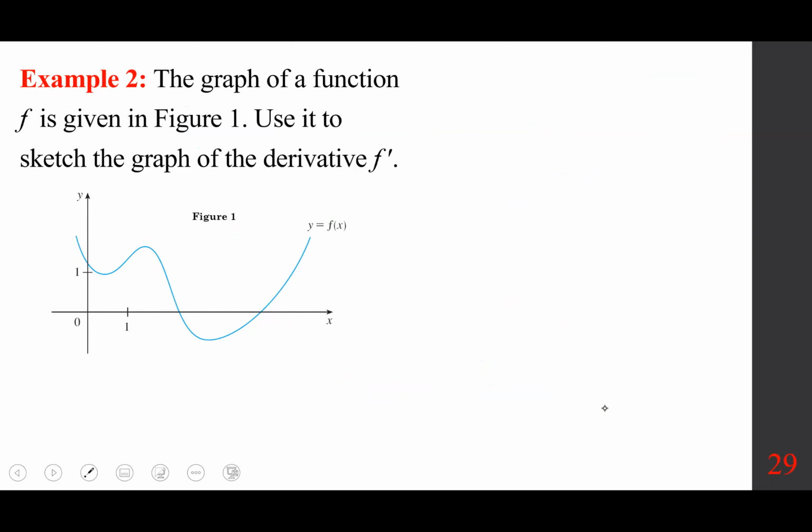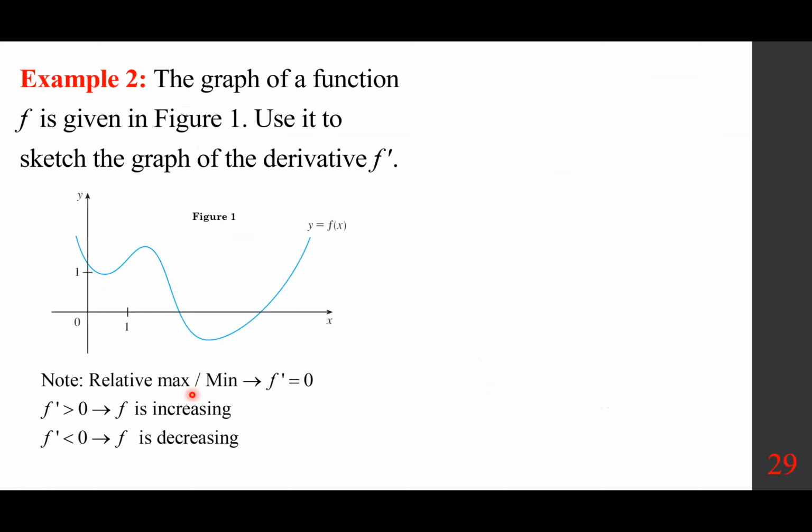The graph of a function f is given. Use it to sketch the graph of the derivative. So what you need to know is the following. Note relative max and min, f prime is 0. So at this point, this relative min, relative max, f prime is 0, because if you were to draw a tangent line, it is a horizontal line. Every horizontal line has a slope 0.